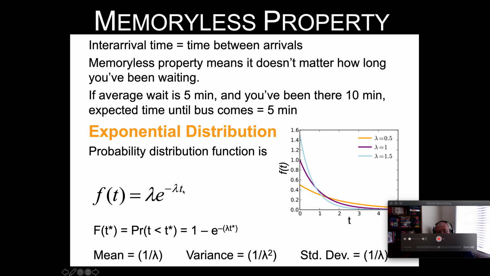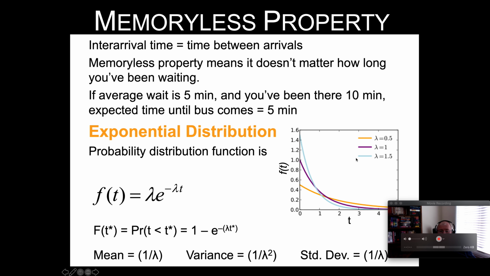T is time in this case. We could have used anything. We could have used X. We could have used Y. I have T here simply because so often the exponential distribution is used in conjunction with time. So lambda e to the minus lambda t is the height of the function at any given time. And what that function looks like if you were to graph it depends on the value of lambda.